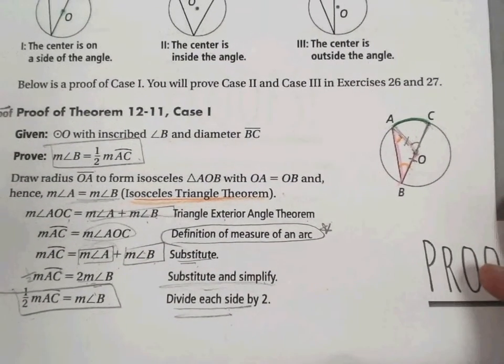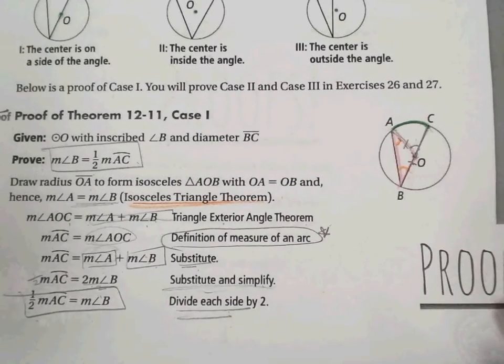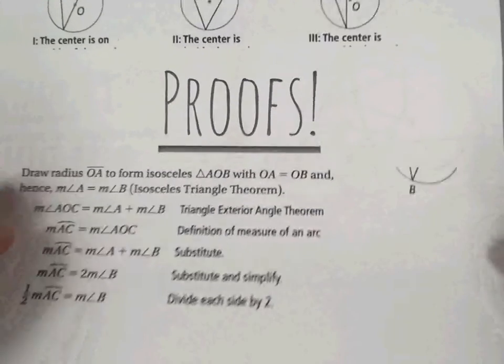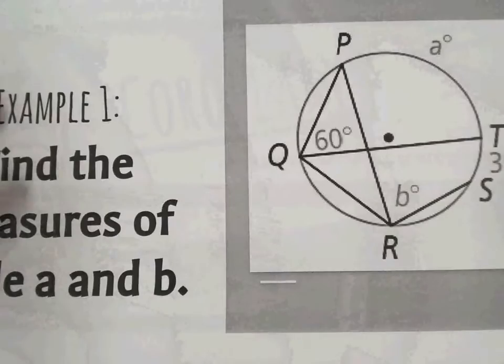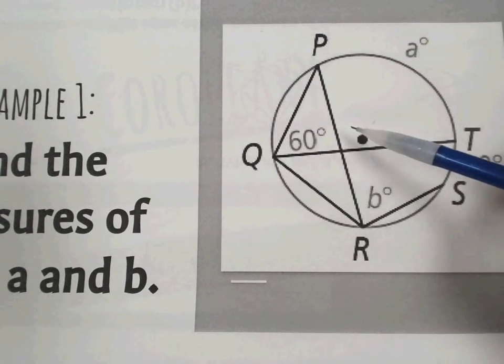So there's a proof. I'm not asking you to do this by yourself, but at some point in the near future you'll be able to do these on your own. So that's our proof. Check out that video from the link. Now we have an example. So find the measures of angle A and B.